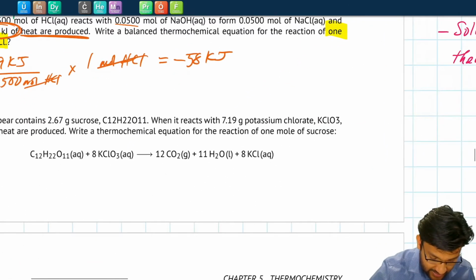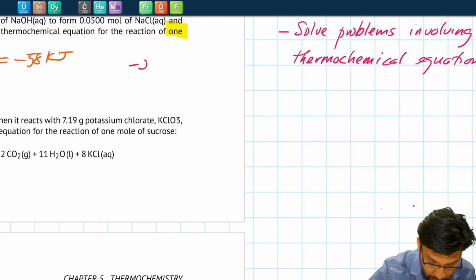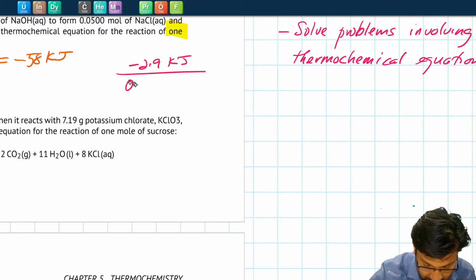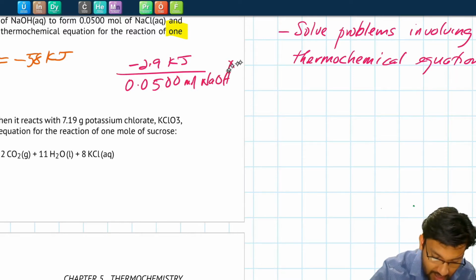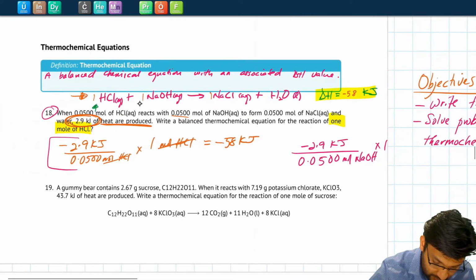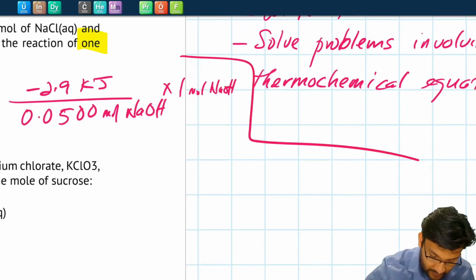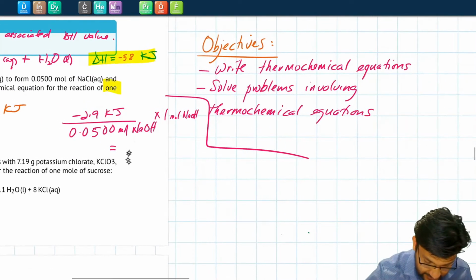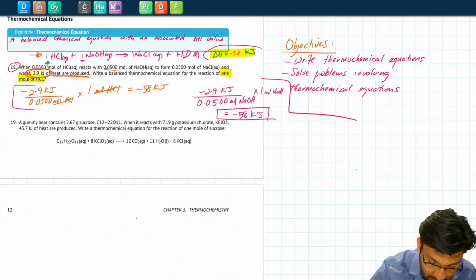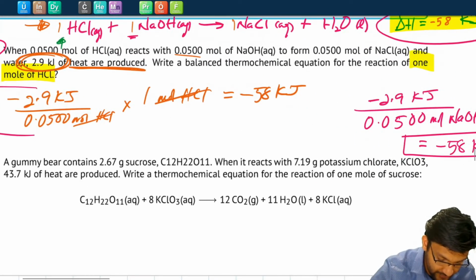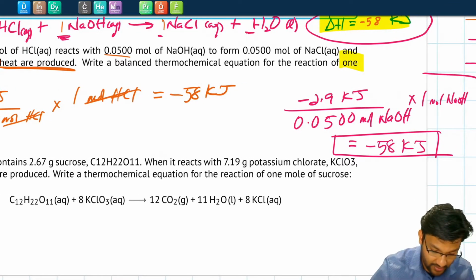If we had instead chosen NaOH as our limiting reactant, then this would have been negative 2.9 kilojoules, that's the heat produced, divided by 0.0500 moles of NaOH. But this reaction has 1 mole of NaOH, so we multiply by 1 mole NaOH, which will give us the same value, minus 58 kilojoules. So what I just did was found the amount of heat needed for 1 mole of HCl or 1 mole of NaOH. We could have done the same for 1 mole of NaCl or 1 mole of water.